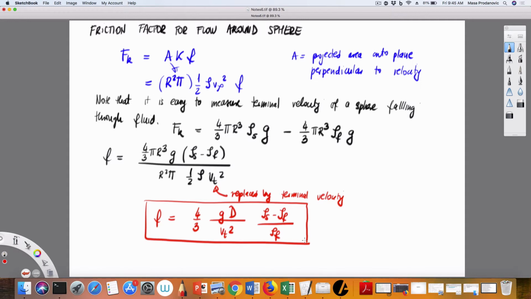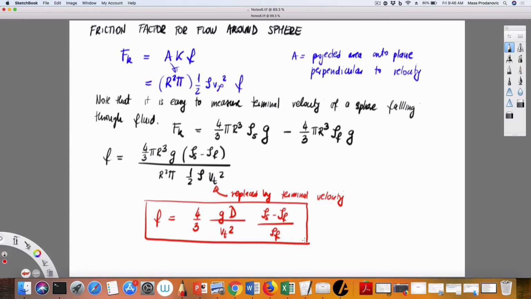So what I'm going to do in the lab is measure the terminal velocity of a sphere falling through fluid, without any funny rotations or anything like that, just falling. I'm going to see where it achieves terminal velocity. That's the V_t I'm going to plug in here. I know the diameter of that particle, and I know the densities of both the solid and the fluid.